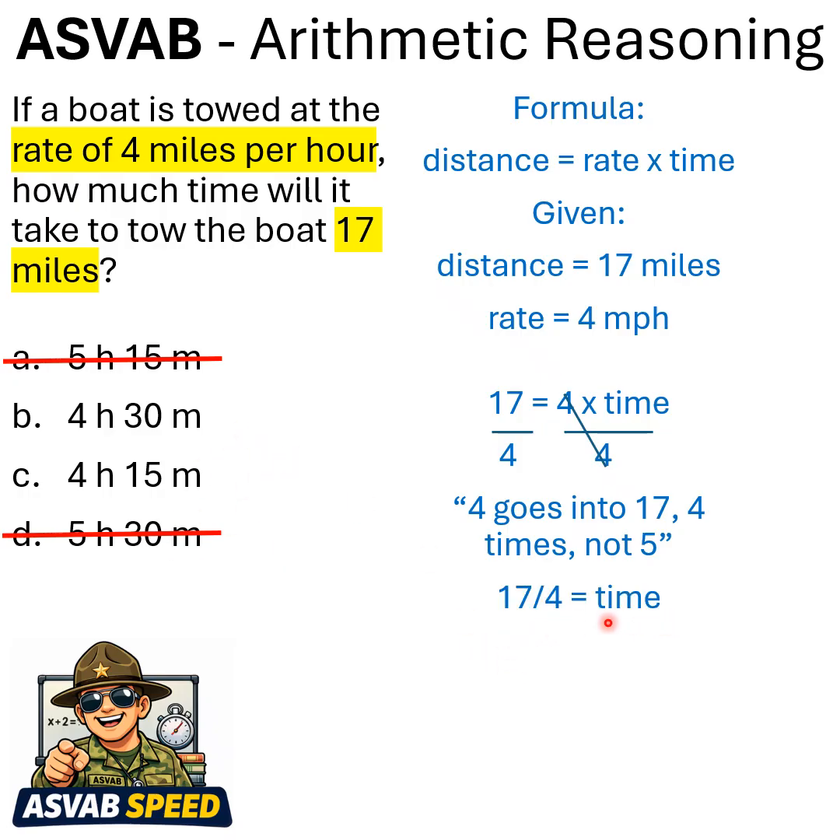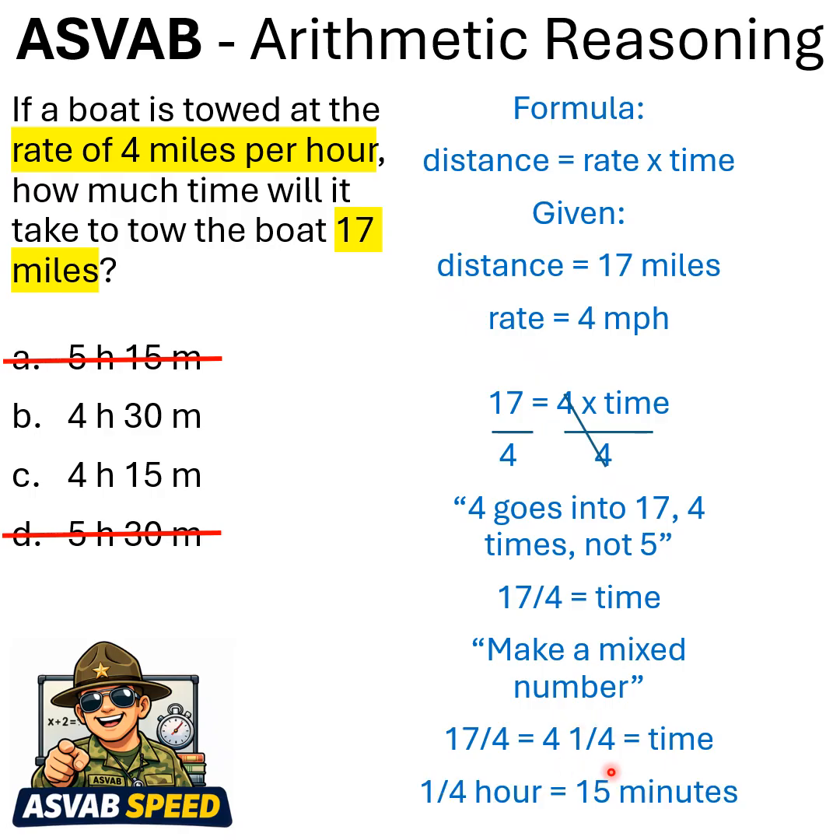Now, here's our new problem. 17 divided by 4 equals time. We can simply turn this into a mixed number. 17 divided by 4 equals 4 1/4, which equals time. Now we're left with that quarter. Remember, a quarter equals 15 minutes. That means the answer is C, 4 hours, 15 minutes.